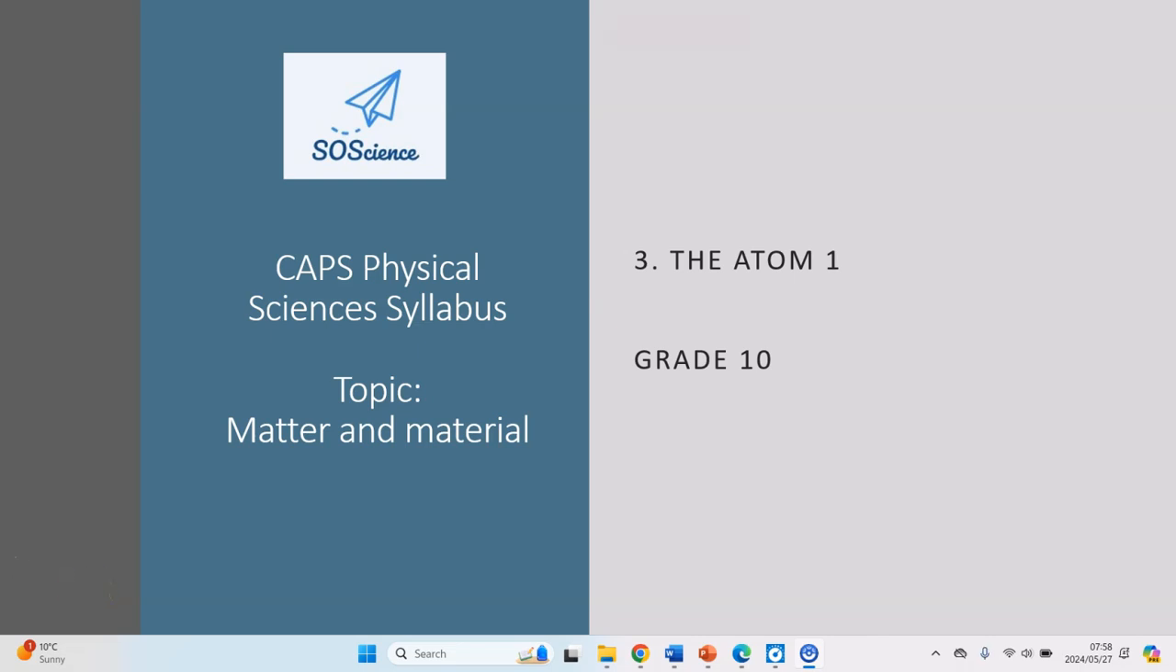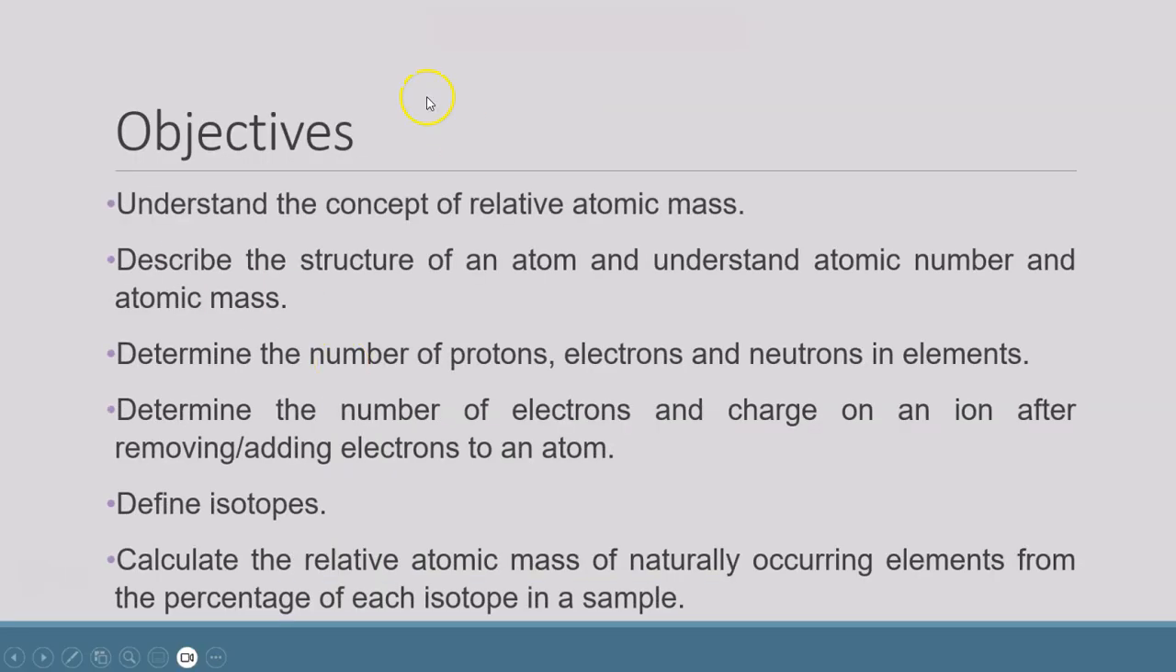Hello, grade 10s. Today we continue with matter and material, but we are starting a new topic called the atom. This is the third chapter of 5 chapters under the topic of matter and material. Now, in this section, we are going to understand what relative atomic mass means.